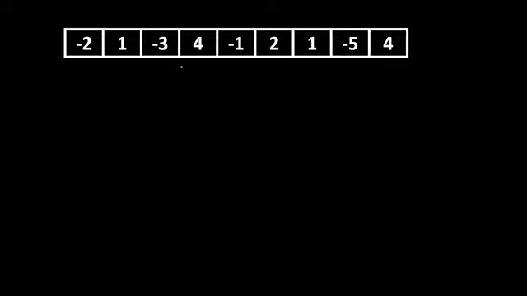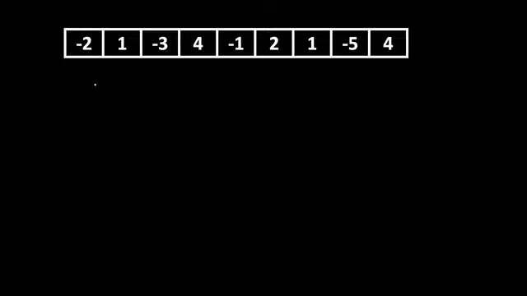And the job is to find a subarray whose sum is maximum. In this case, it would be this one. So you see here the sum is 4 minus 1, 2, 1, which is 6. So you cannot find any subarray whose sum is more than 6. So let's see what the algorithm is to do so.